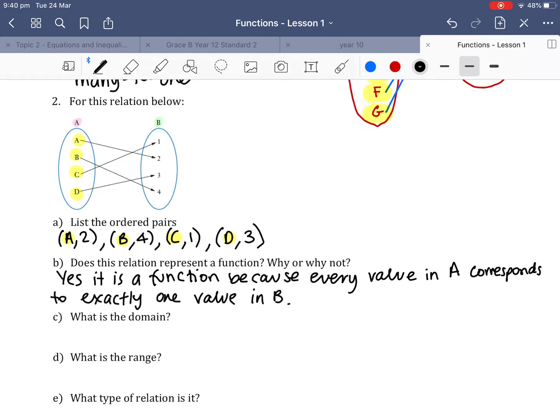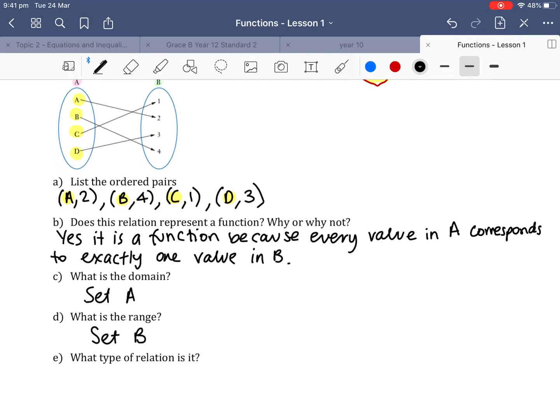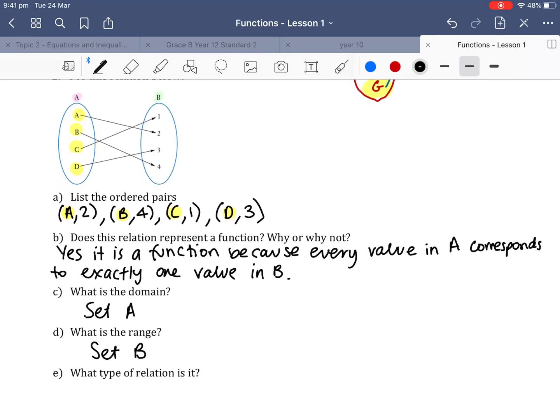Now we need to state what our domain is. So our domain is always on the left, okay? And it's our X values, which are always on the left, our independent variables. So our domain is set A, which means our range is set B, our Y values.